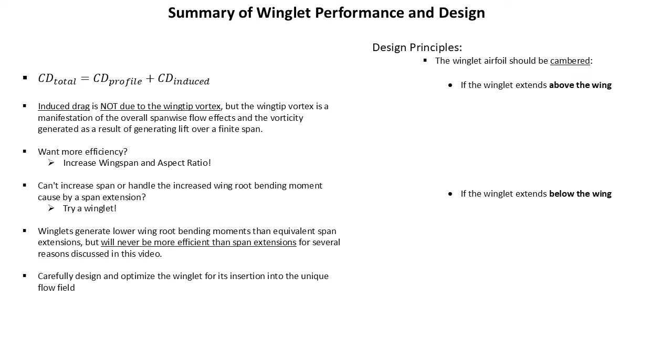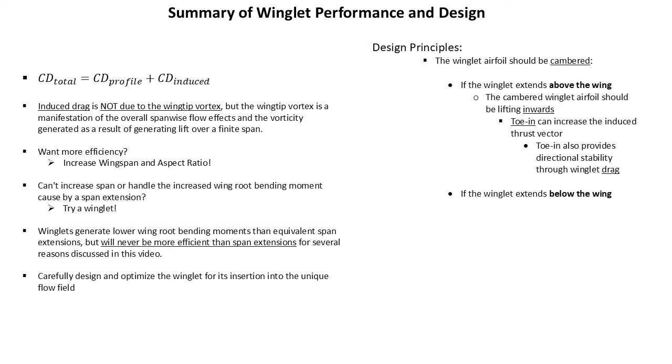be cambered, and if the winglet extends above the wing, the cambered airfoil should be lifting inwards. If this airfoil is also toed inward geometrically, then you further increase the induced thrust vector and decrease the induced drag. That toe-in will also provide directional stability through winglet drag.